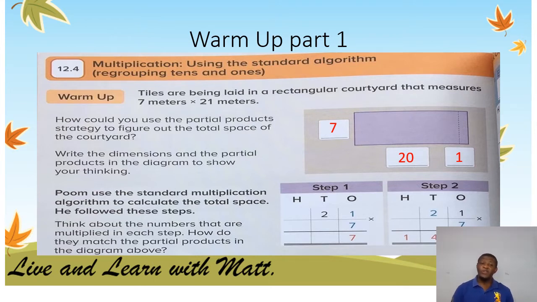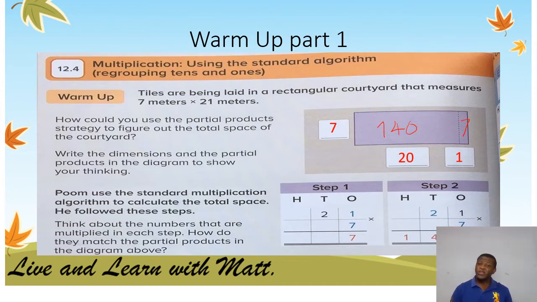Now, before we go to the standard algorithm, 7 times 20 will be 140, right? 7 times 1 will be 7. So we have 147. Now let's take a look at the standard multiplication algorithm.